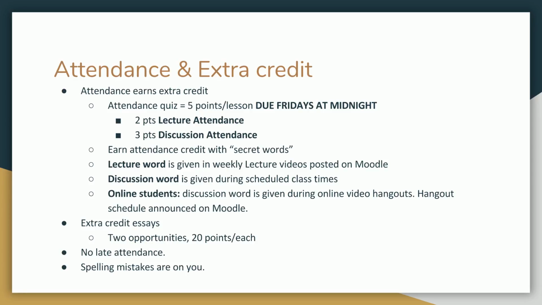The discussion word is given during scheduled class times. So if you're in a section of this class that meets at a regular time on campus, then I will give out that word at the start of class. And that word will only be good during that class period. So you have to come to class, you have to attend class to hear that word to get the discussion attendance credit for that week.